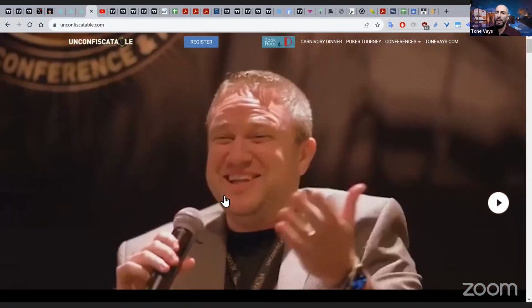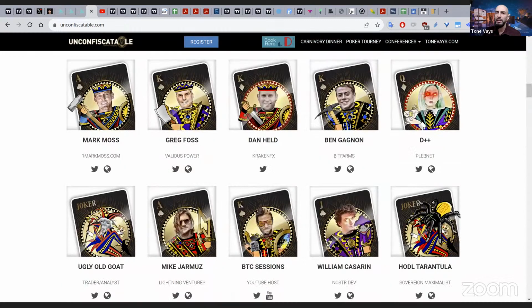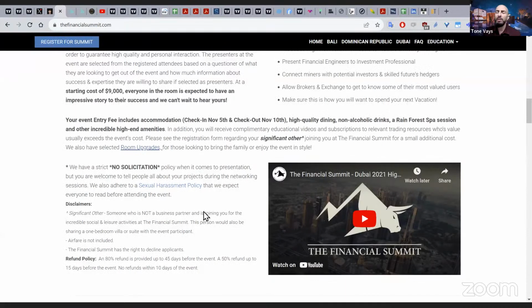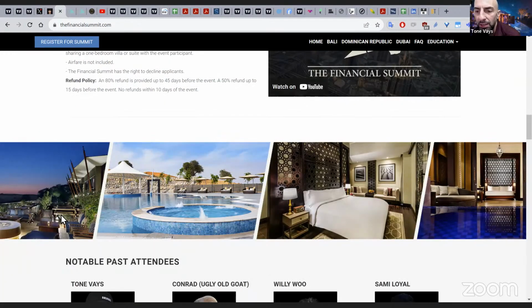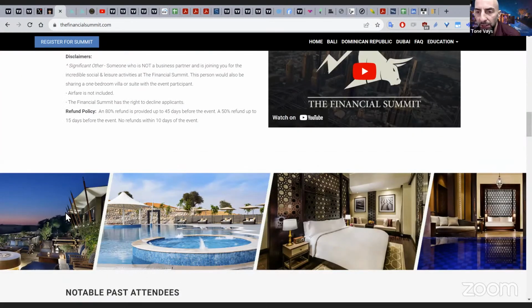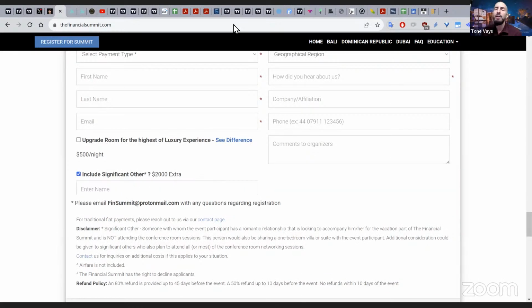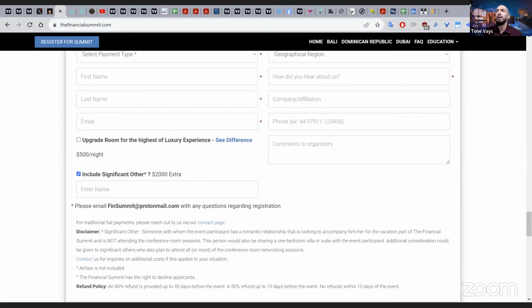Yeah, so we do make this event family friendly. The financial summit. You certainly can. Now, because it's not an all-inclusive resort, a second person does cost us extra money. So there is an additional small charge for a significant other. It's in the registration form, right? Include significant other. There is a $2,000 charge, but reach out to me.